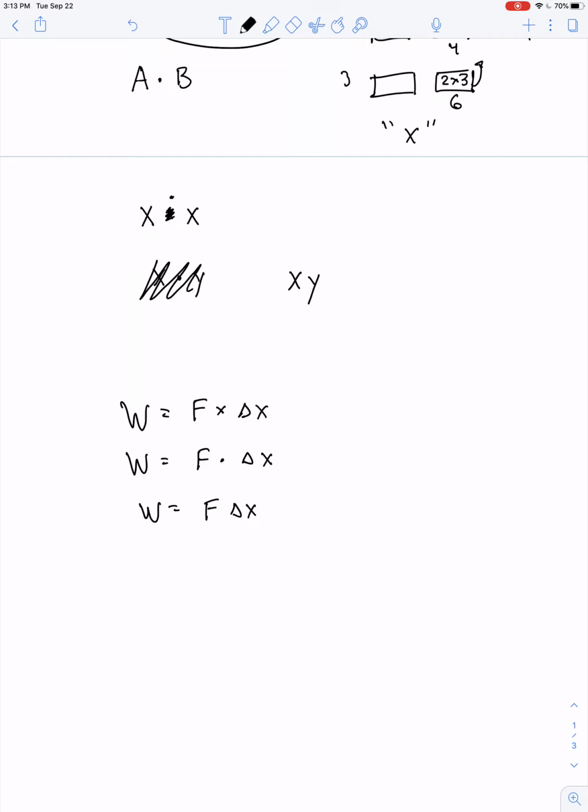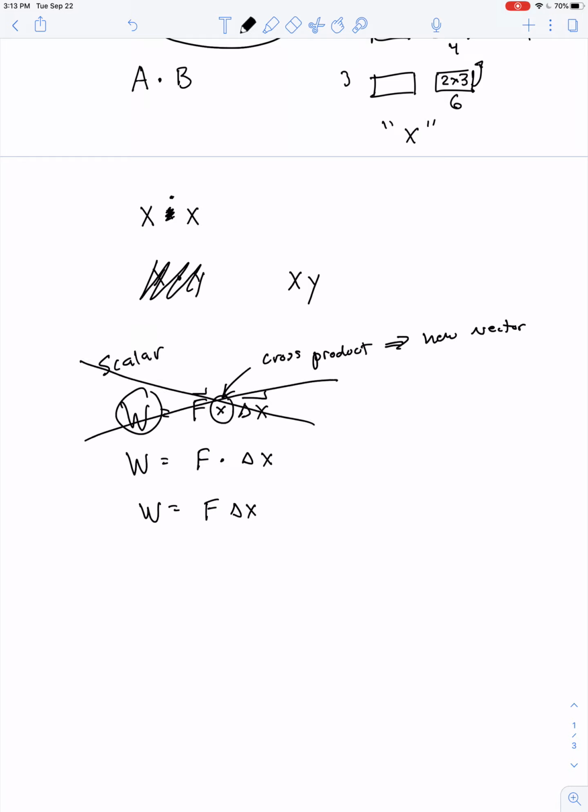Anyway, it turns out that displacement is a vector quantity, and force, as we know, is a vector quantity. Well, this symbol actually means a special type of multiplying called a cross product. And a cross product of any two vectors always produces a new vector. But I'll tell you something, work is a scalar quantity. So this is not the way we express the equation for work.